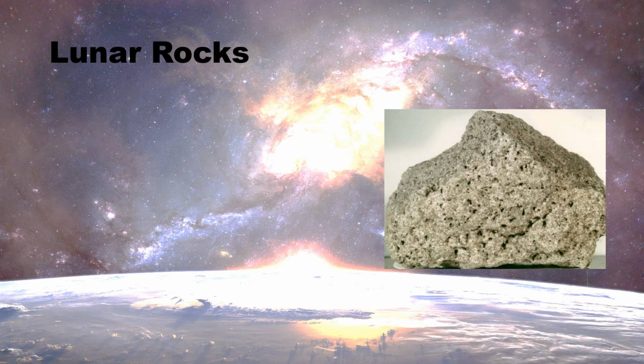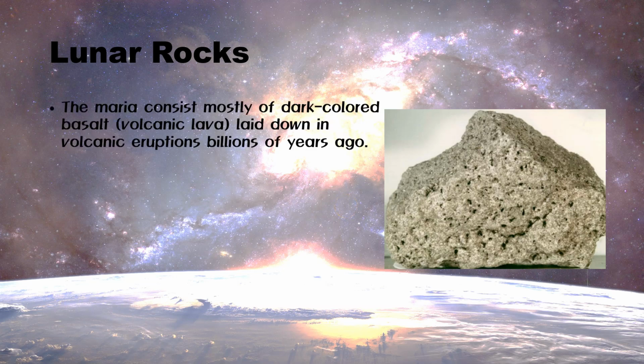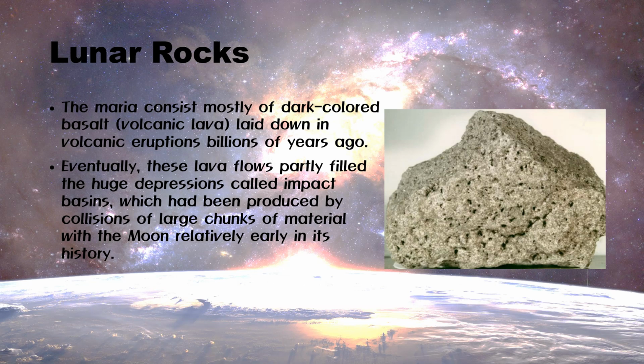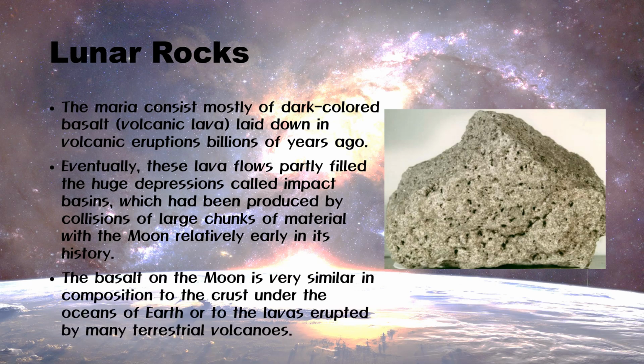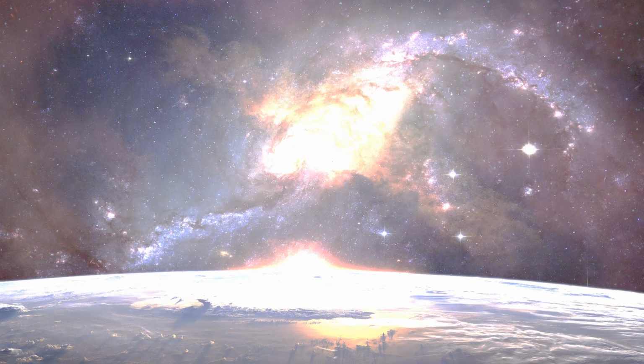And so if we start looking at some of these lunar rocks, we can actually get a better picture of some of the moon's history. The Maria consists mostly of dark colored basalt, volcanic lava laid down in volcanic eruptions billions of years ago. Eventually, these lava flows partly filled the huge depressions, which we call impact basins, which are produced by the collisions of large chunks of material with the moon relatively early in history. Now, the basalt on the moon is very similar in composition to the crust under the oceans of Earth, or to the lavas erupted by many of our terrestrial volcanoes.